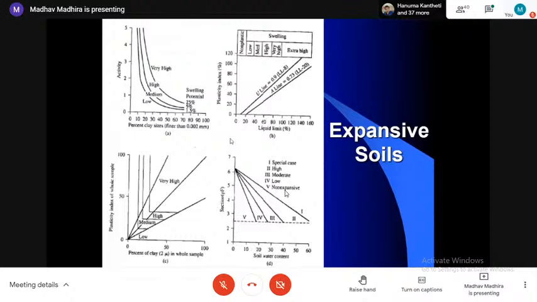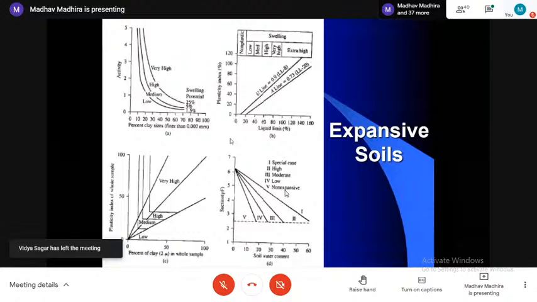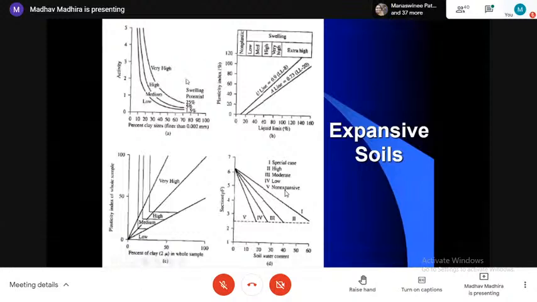Similarly, we can identify the expansive soil and judge it. So if I have the fines content, particularly the clay content on the x-axis, and activity, which is nothing but the PI divided by clay content, you have the chart on the left-hand top. You can easily find out whether the expansive soil is of very high seriousness, high, medium, or low. Depending on that, you can immediately decide what can be done.